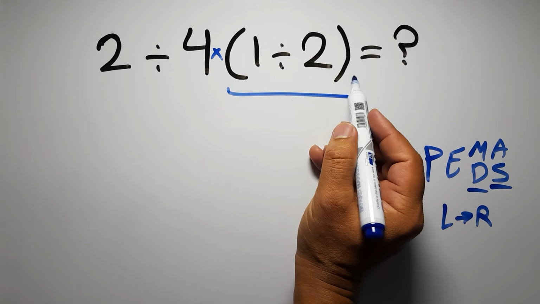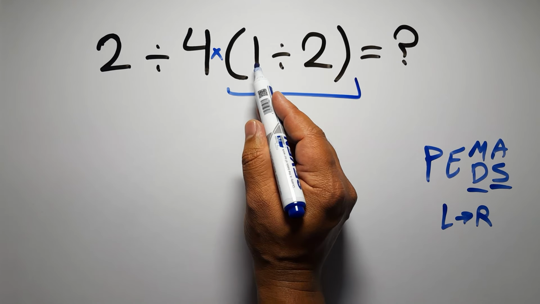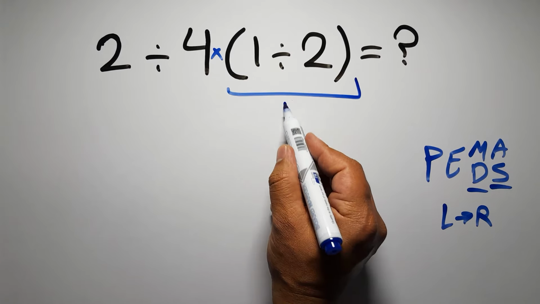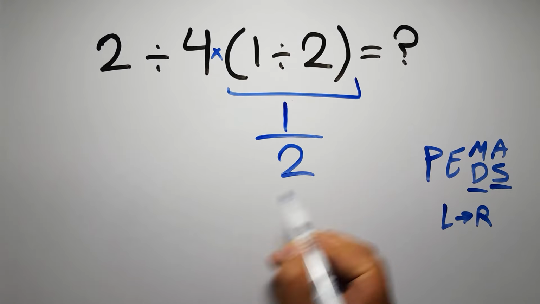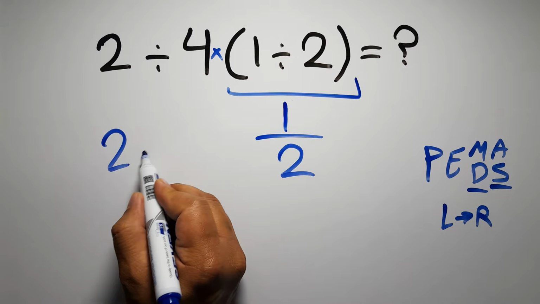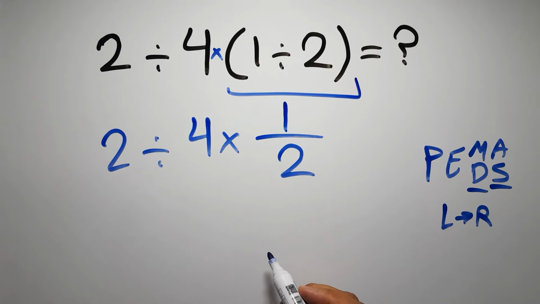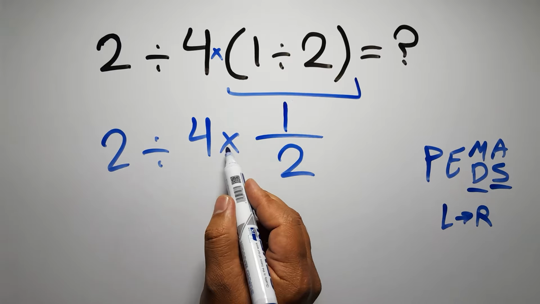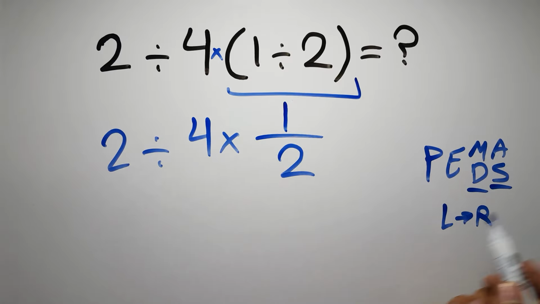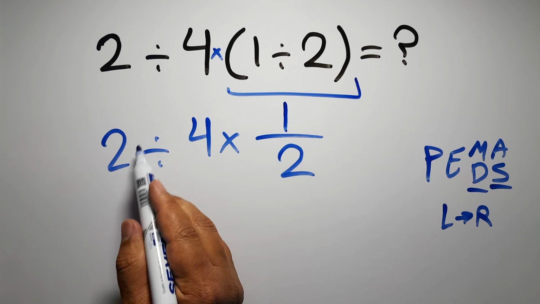So first this parenthesis. Inside this parenthesis, we have 1 divided by 2, which can be written as 1 over 2. So 2 divided by 4 times 1 over 2. Now we have 1 division and 1 multiplication. As I said, multiplication and division have equal priority and we have to work from left to right.